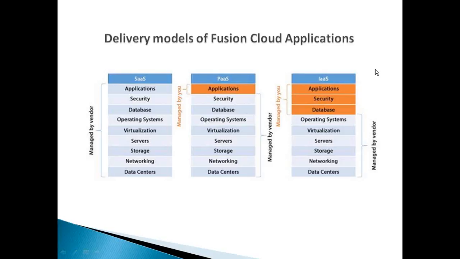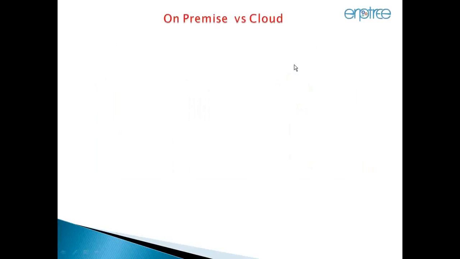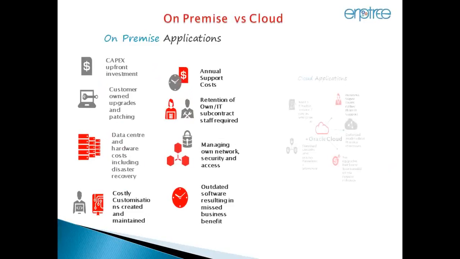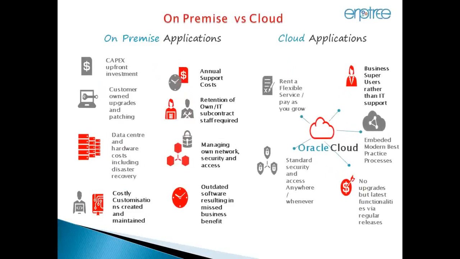So we'll just move on to the next slide. Here, we'll look at the differences between on-premise and cloud. We know how on-premise works. With on-premise, CapEx is an upfront investment, meaning you have to invest a lot and buy the server infrastructure and all. But in case of cloud application, you don't need to buy anything, just rent a flexible service and pay as you grow.